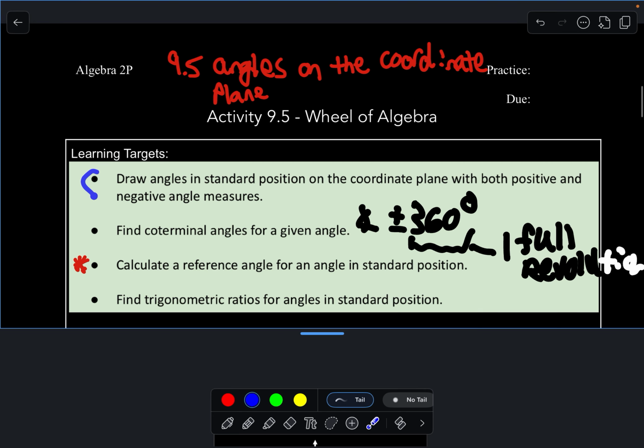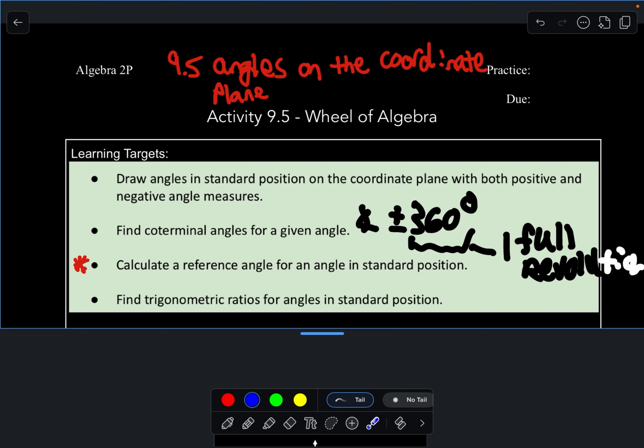It's not that hard. It's actually pretty straightforward. So we'll define what standard position is, and we'll go from there. We're going to find coterminal angles. That's new language. Coterminal angles basically share the terminal side of the angle, and you're going to learn what a terminal side is. Basically, it's the angle that's given, and you're going to add or subtract 360 degrees to it, because 360 degrees is one full revolution around the circle.